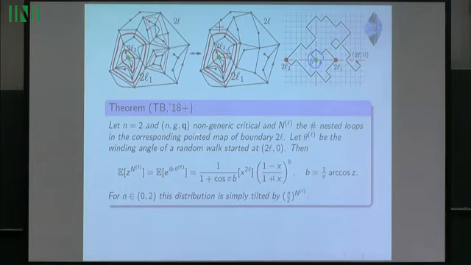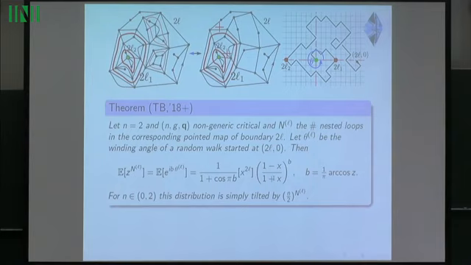if I choose the weight non-generic critical, meaning it's in one of these universality classes that is not the Brownian map, then the number of nested loops in a Boltzmann loop decorated map of perimeter 2L, I denote that by NL. And it's closely related to the winding angle of this random walk when started at 2L before it hits the origin. In fact, the probability generating function on the number of loops is exactly equal to the characteristic function of this winding angle, and it's given by an explicit formula.